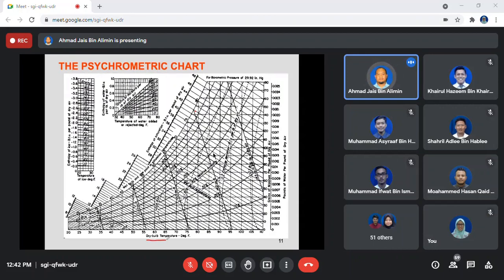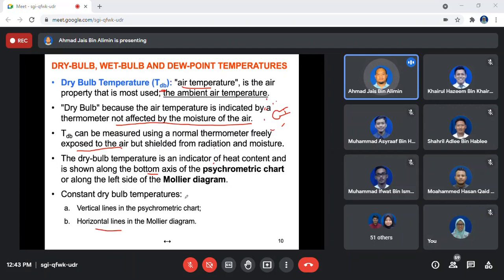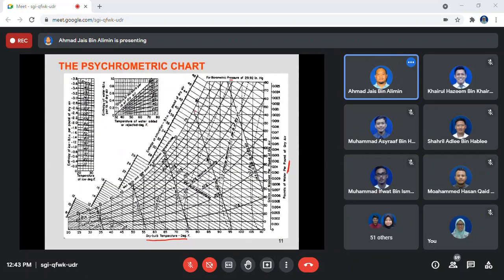So this is the psychrometric chart. You can look on the horizontal axis. This is the dry bulb temperature reading. Then here is the barometric pressure, and the moisture content, and then the wet bulb and the dew point temperatures. Those vertical lines on the psychrometric chart are the dry bulb temperature readings. So these are the vertical dry bulb lines.